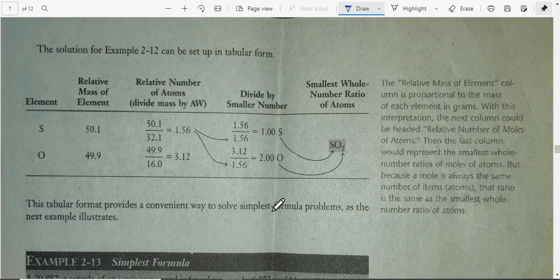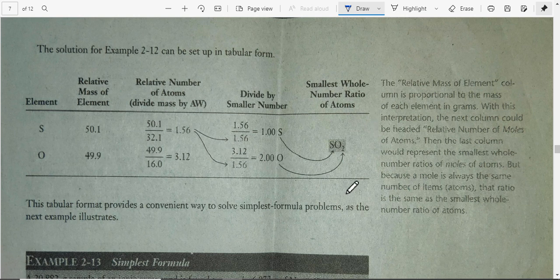So there is an example or setup to make it easier to see. Since you have relative mass, because the percentage is given, it is equivalent to 100%, and you directly convert your percentage into a mass. Okay, got it? So there is sulfur, there is oxygen, direct, very simple.